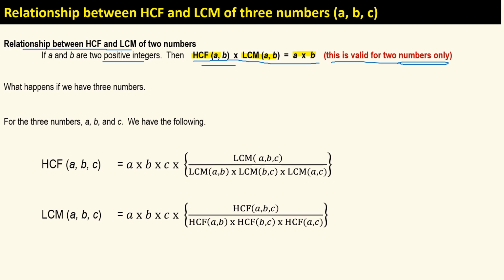So let's say there are 3 numbers that we have, A, B and C. In that scenario, HCF of A, B, C will be equal to A multiplied by B multiplied by C, then the whole multiplied by LCM of A, B and C, divided by LCM of AB multiplied by LCM of BC multiplied by LCM of AC. Similarly, if we have to get the LCM of A, B and C, LCM of A, B and C is equal to A multiplied by B multiplied by C multiplied by HCF of the three numbers A, B, C, and then divided by HCF of AB multiplied by HCF of BC multiplied by HCF of AC.